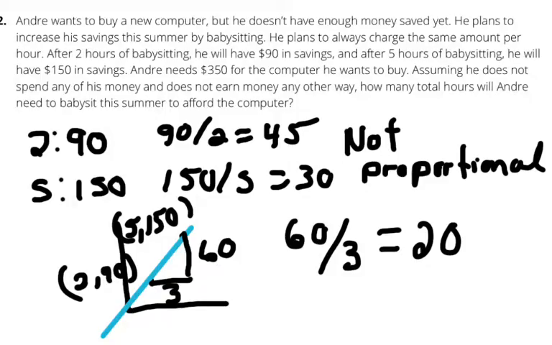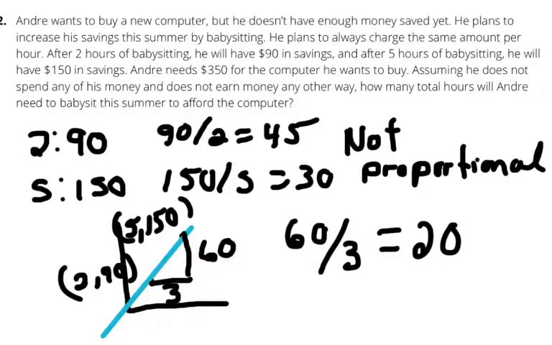Okay, so what they told me is that Andre earned, after 2 hours he had $90, and after 5 hours he had $150. He's trying to buy a $350 computer. The first thing I did is 90 divided by 2, which is 45, and 150 divided by 5, which is 30. Since I got different numbers every time, I realized that this is not a proportional relationship, which means he probably didn't start out with $0.